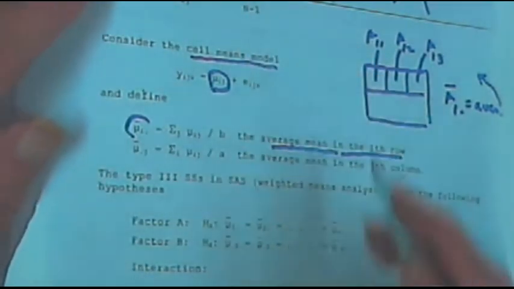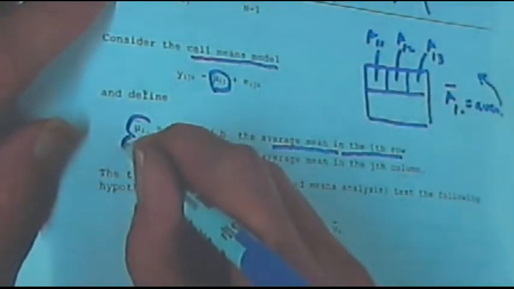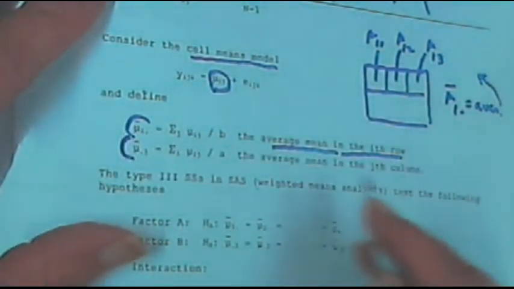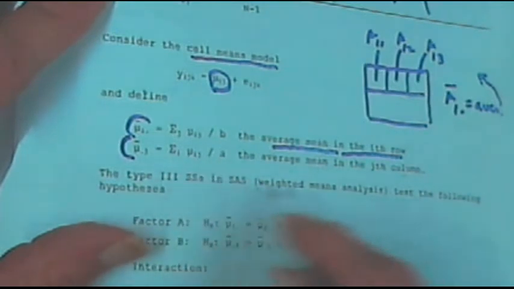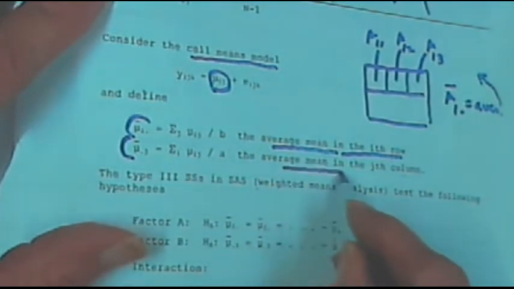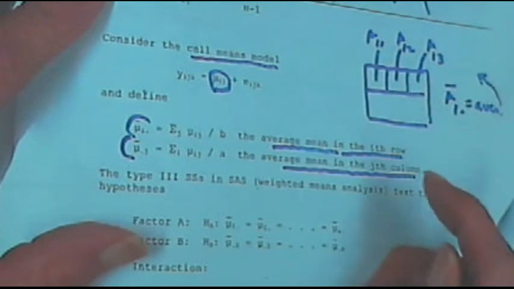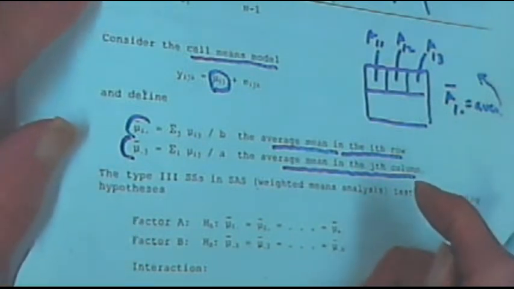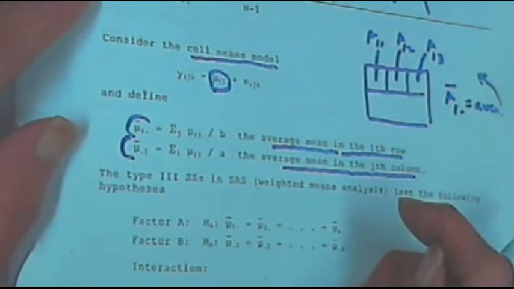And then similarly, working down the columns, we have mu bar dot j. There's the formula. It's the average mean in the jth column.